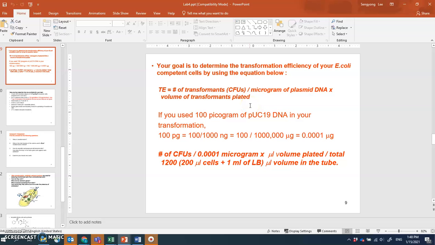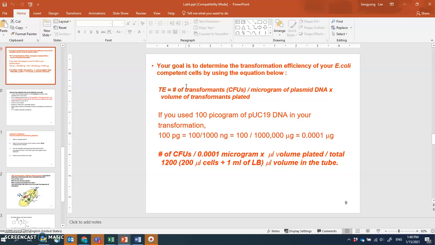So the main goal of this experiment is to determine the transformation efficiency of your E. coli competent cells. Okay, so how do you determine that? Mathematically, if you use the equation here, you can determine that transformation efficiency. So what's the equation? At the end of your transformation experiment, you will get the number of transformants. Those numbers are colony forming units, little colonies you can count from your plates.